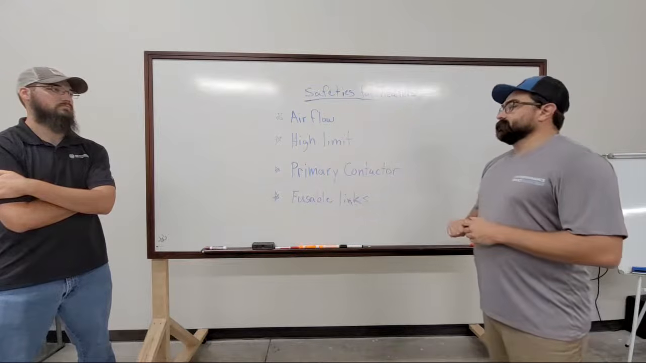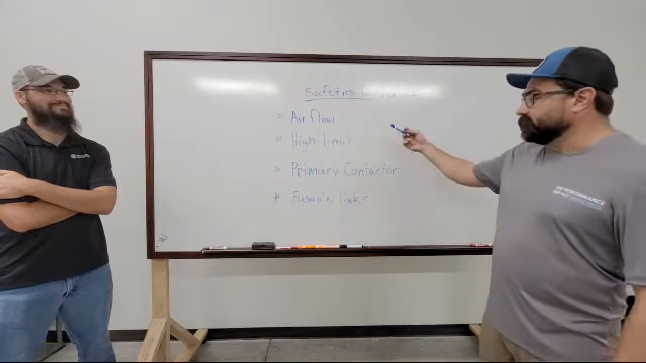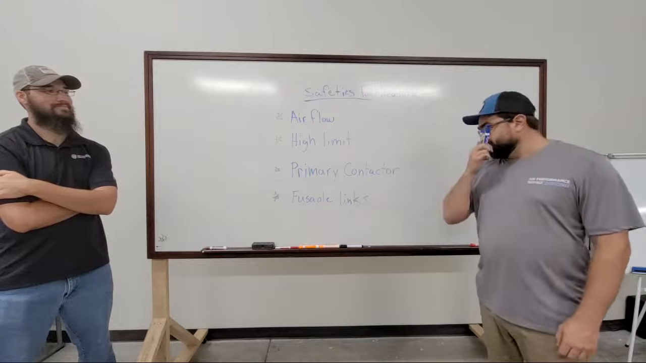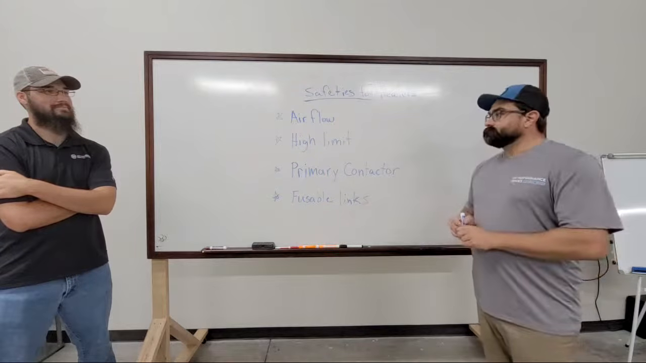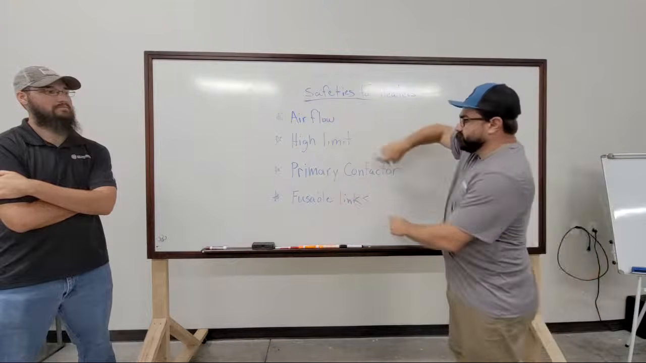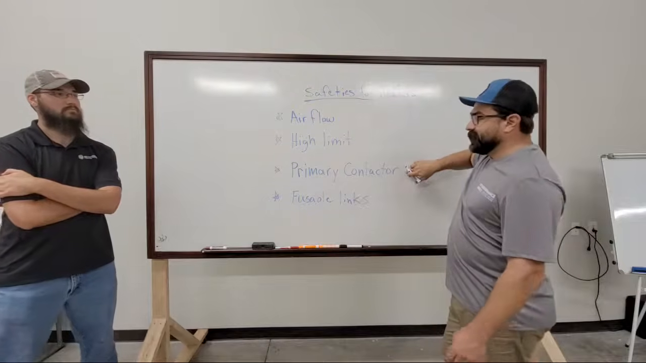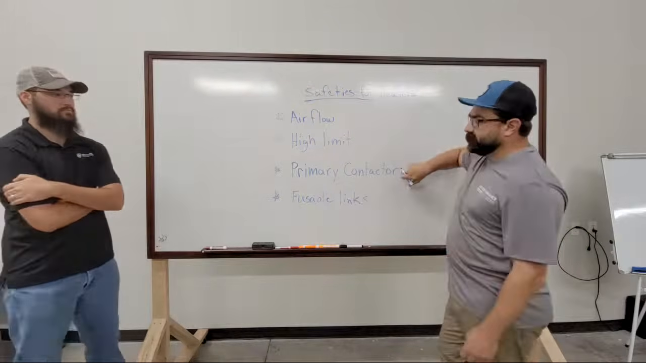Your basic 4 types, I had 3, but Holden gave me a 4th, are airflow, high limit, primary contactor, and fusible links. So these 3 can actually play in with this one as a secondary, or this is how these 3 shut down the heat.